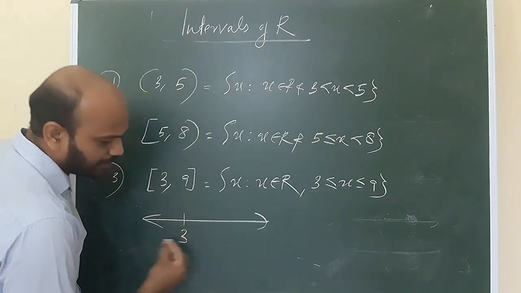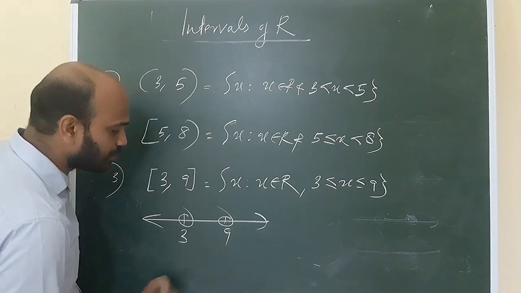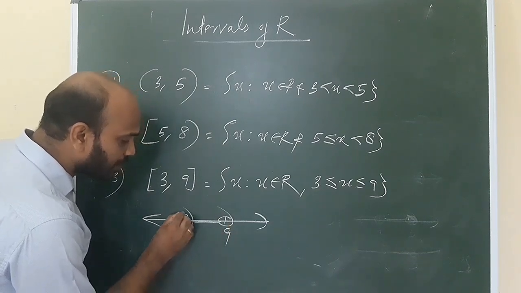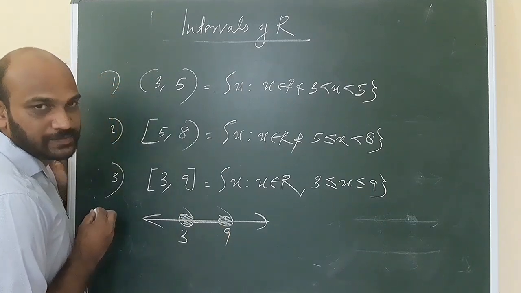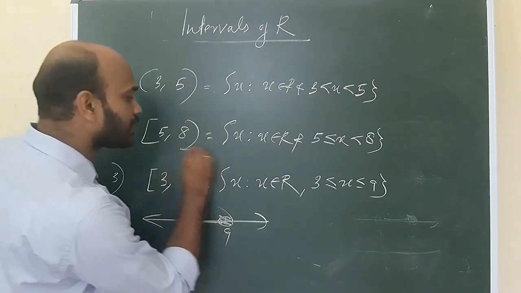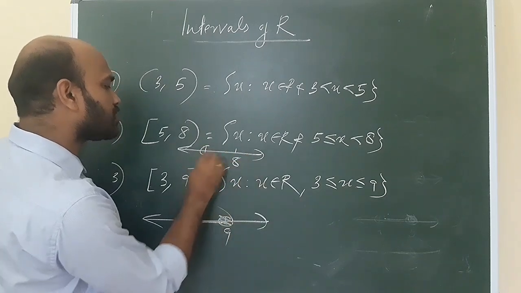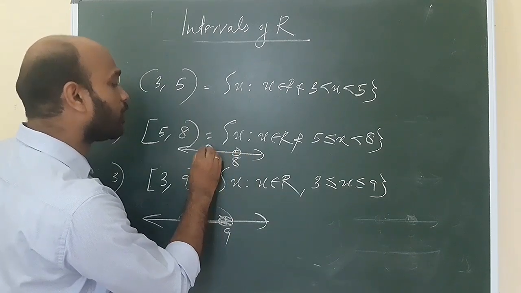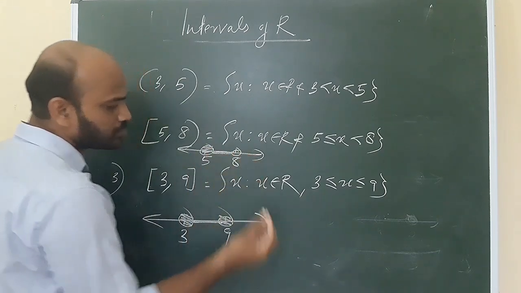You can just mark 3, 9. Okay. Then 2 small circles. Since it is closed, you have to shade the circles and you have to join the 2 circles. Okay. And this one we can represent on the number line as, you can mark like this, 5, 8. So this side is closed, so you have to shade. This side is open. Now you have to join these 2 circles.